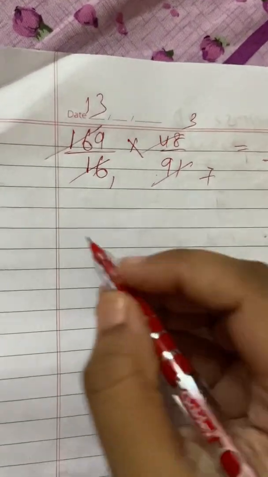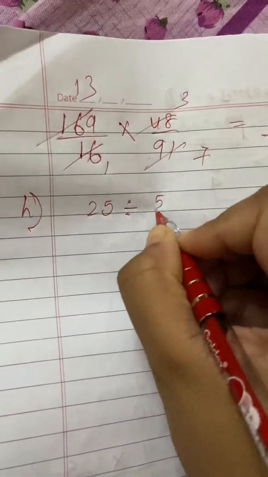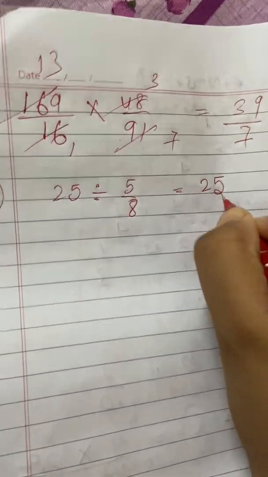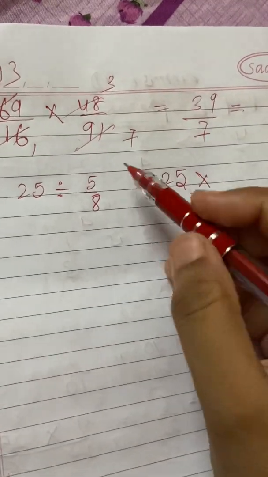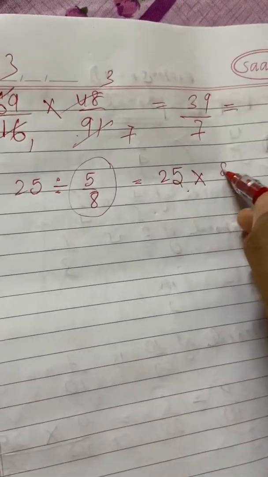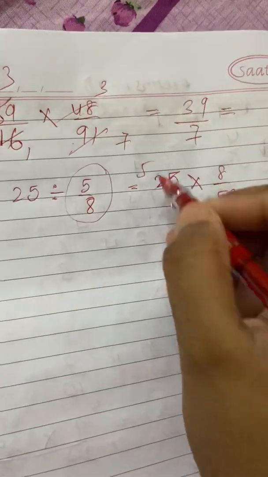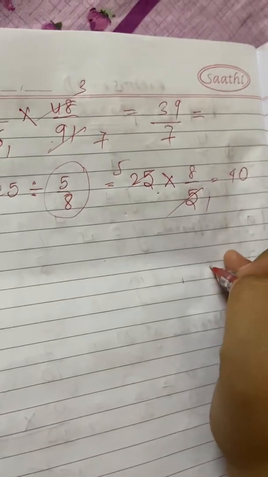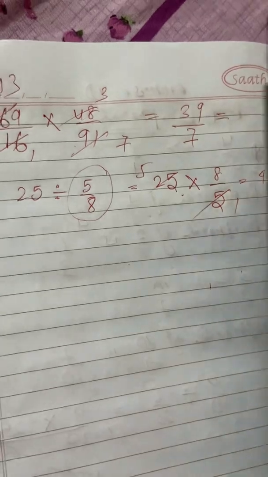I'll show another question which has a whole number. So 25 divided by 5 by 8. Very simple. First you will write 25. Instead of division, give the multiplication sign. Instead of 5 by 8, you will write 8 by 5. Now this is divisible by 5. So you are getting 5 into 8, 40. This is simple as that.